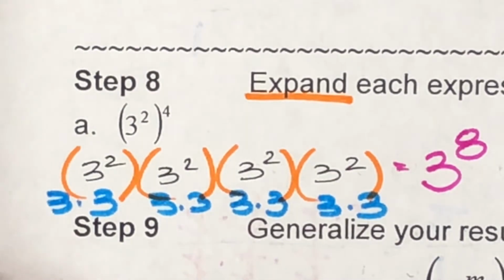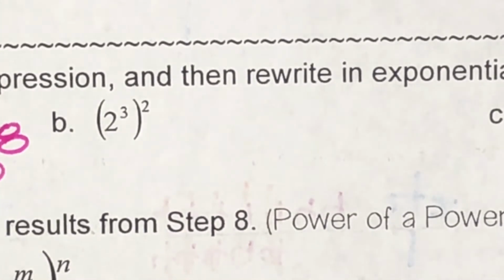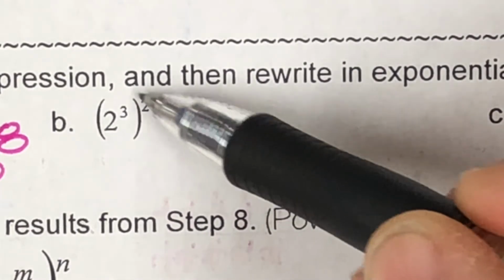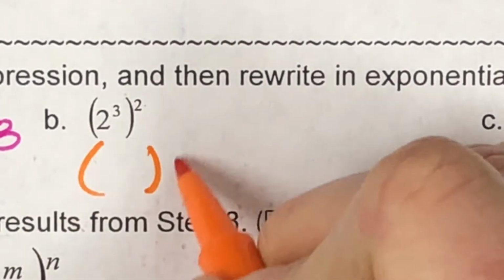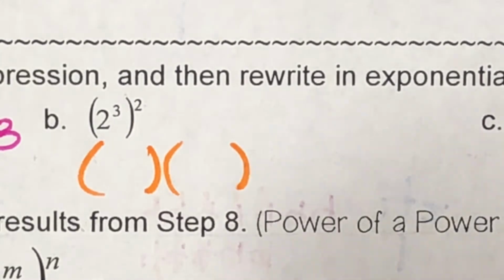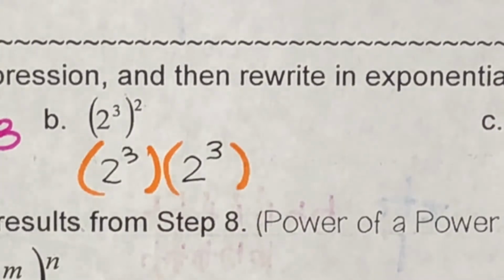All right, let's try the next one. Here we go. This is high tech, I know. I'm sliding the paper. All right, how many sets of parentheses do we have? According to this exponent, that means that we have 2 whatever's in the parentheses. All right, so write out 2 parentheses, just like that. Now we're gonna write what's inside. I've got a 2 cubed and a 2 cubed, just like that.